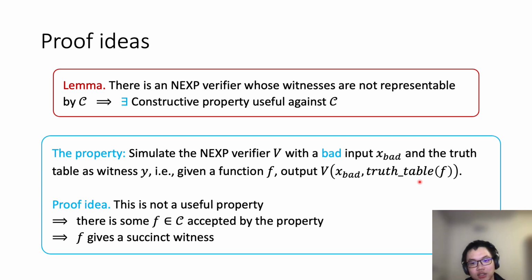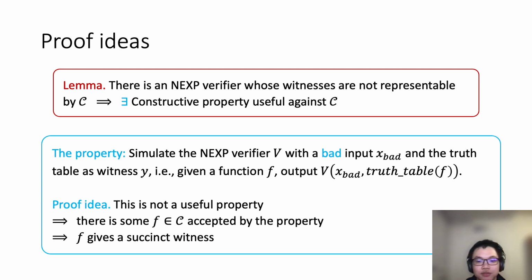Suppose it is not. Then there is a function f in the circuit class C, but it is accepted by the property. This means that this function f is a witness for x_bad, but it is of low circuit complexity. This leads to a contradiction. There is a technical issue here of how do we find such a bad input x_bad. One way to do this is simply take the bad input as advice. This is a bit too technical. We just forget about it here.